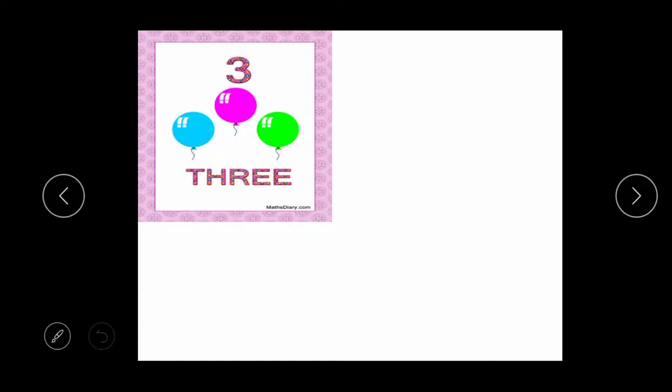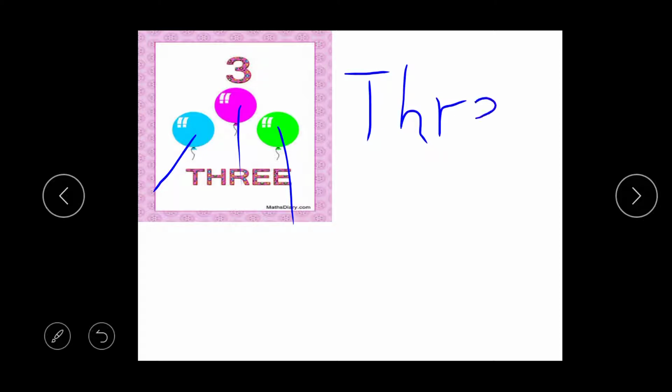Let's count how many objects we have here. 1, 2, 3. 3 objects. So let's learn how to write number 3. T, H, R, E, E. 3. T, H, R, E, E. 3.